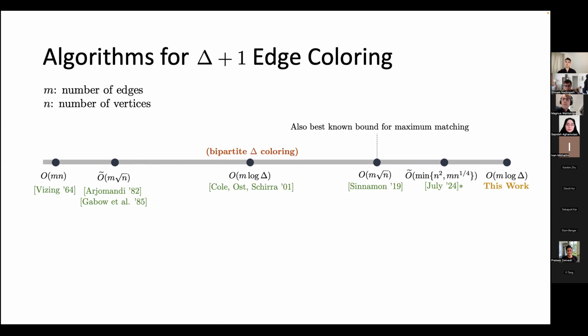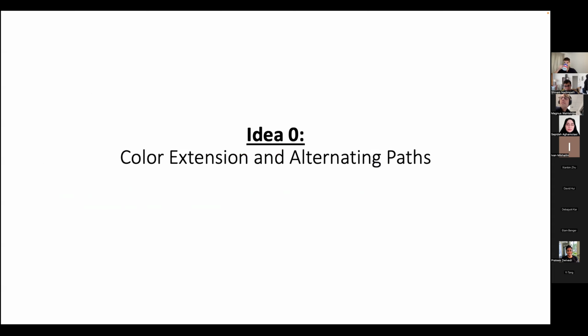Okay, so the focus of this talk is basically going to be to describe this algorithm that obtains this near linear running time for general graphs, and this actually matches the best known running time for delta coloring in bipartite graphs, which has been known for quite a while now. So to start off, we're going to go over some basic preliminaries and ideas that are very common in edge coloring that we'll be using to describe the algorithm throughout the talk.